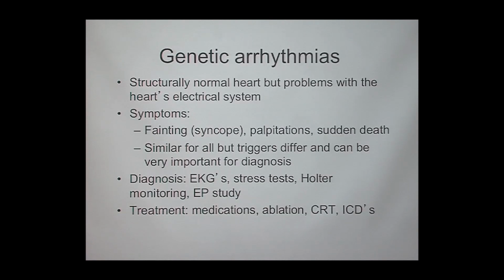So starting with the genetic arrhythmias, Dr. Nussbaum illustrated the commonalities of these genetic arrhythmias as being structurally normal hearts, but with an abnormality of the heart's electrical system. The symptoms of these include fainting, or something we call syncope, irregular heart rate or palpitations, and sometimes these arrhythmias can be life-threatening, so we can see sudden death in these individuals. There are many different types of genetic arrhythmias, but the symptoms are really quite similar for all of them.